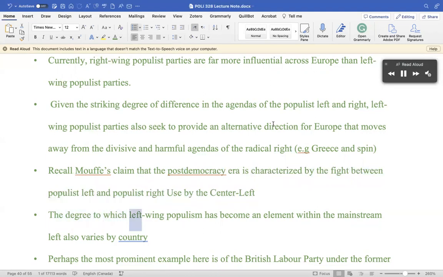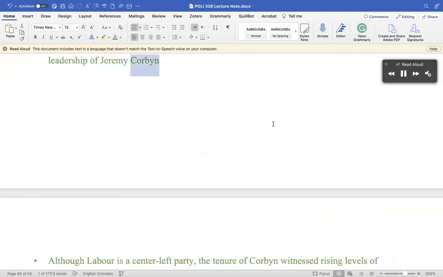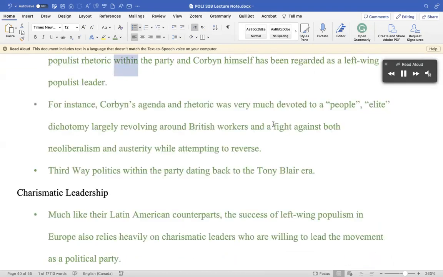The degree to which left-wing populism has become an element within the mainstream left also varies by country. Perhaps the most prominent example here is of the British Labour Party under the former leadership of Jeremy Corbyn. Although Labour is a center-left party, the tenure of Corbyn witnessed rising levels of populist rhetoric within the party, and Corbyn himself has been regarded as a left-wing populist leader.